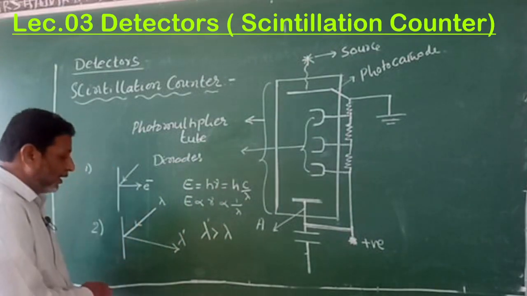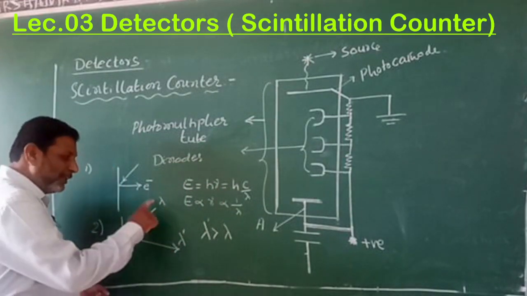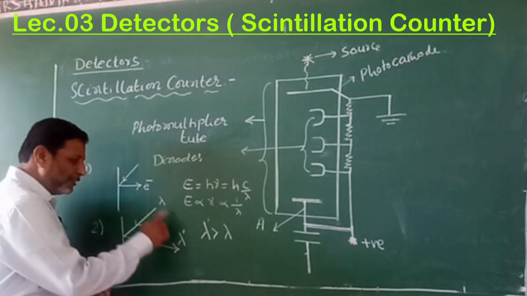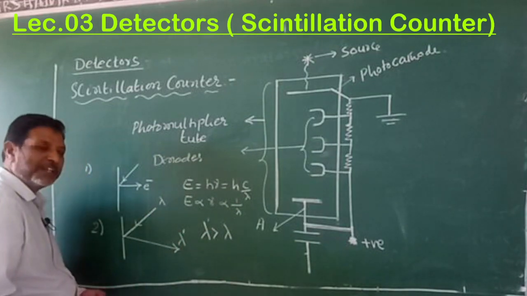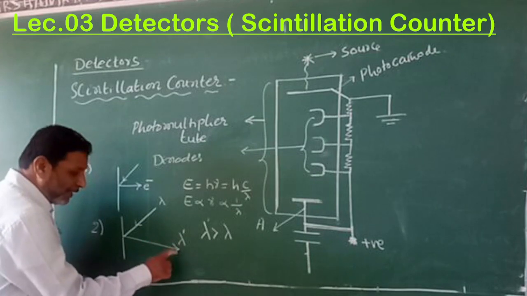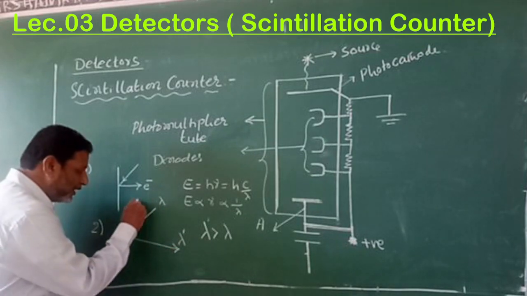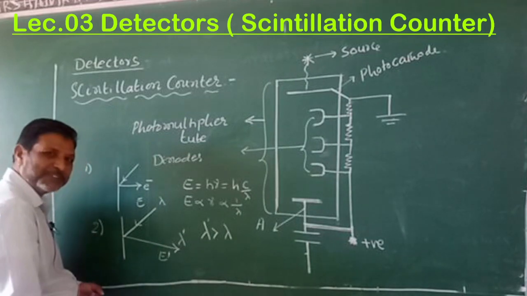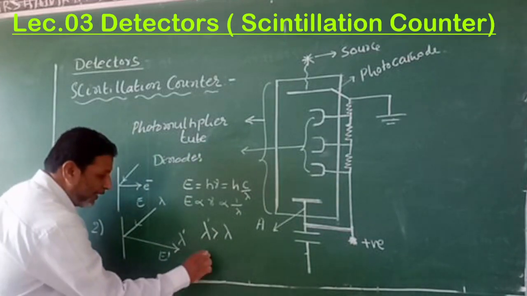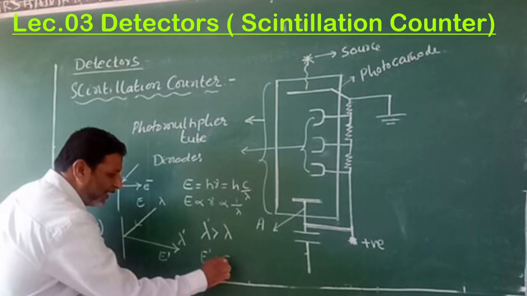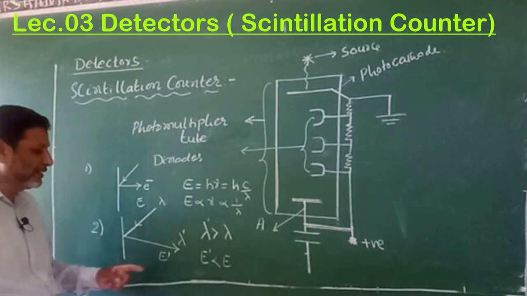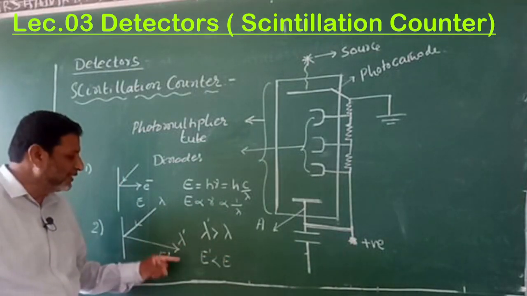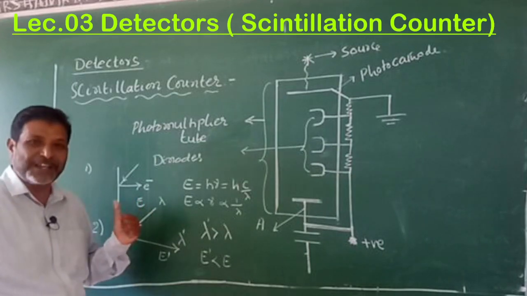Here the wavelength of the scattered light is more than the wavelength of the incident light. If you consider the energy of the incident light to be E, and the energy of the scattered light to be E dash, then E dash is less than E. That means the energy of the scattered light is less than the energy of the incident light.